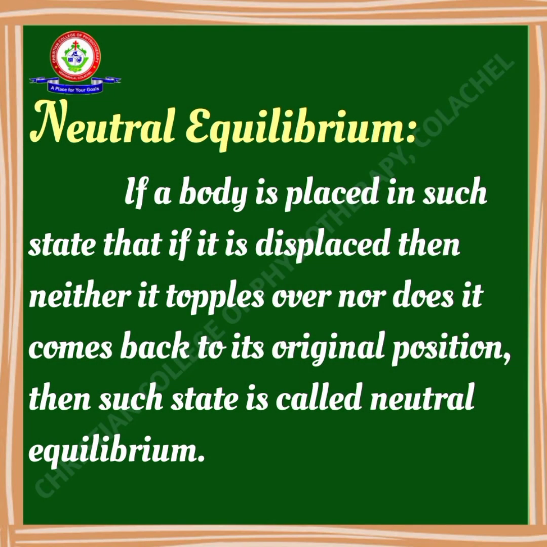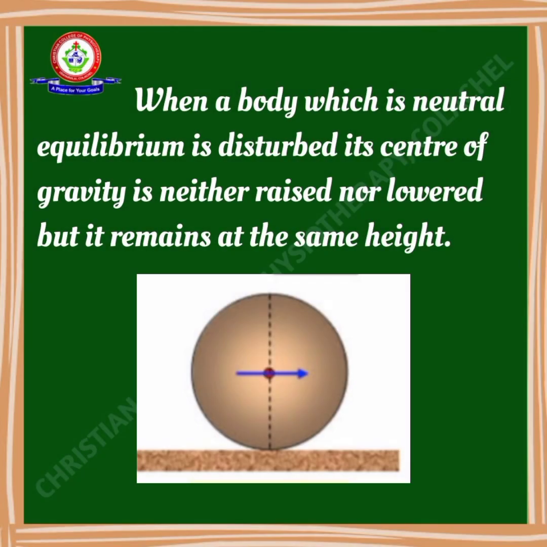Neutral equilibrium. If a body is placed in such a state that if it is displaced, neither does it topple over nor does it come back to its original position, then such a state is called neutral equilibrium. When a body in neutral equilibrium is disturbed, its center of gravity is neither raised nor lowered, but it remains at the same height.